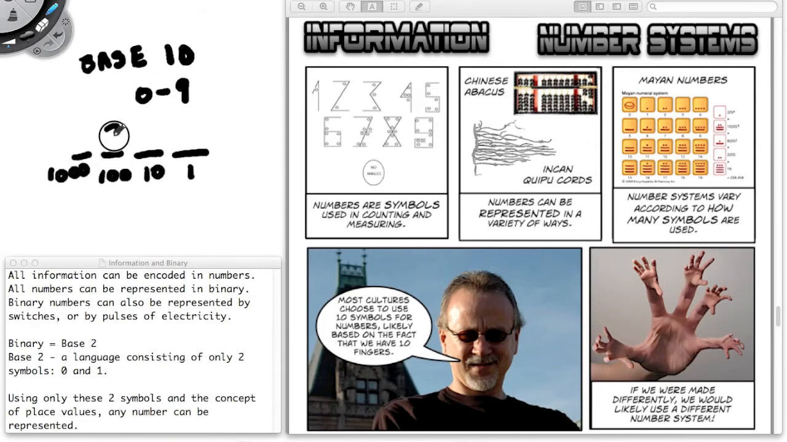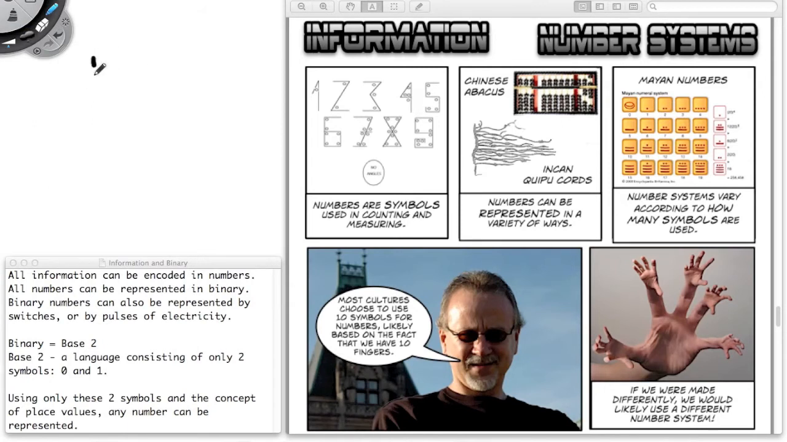So if we have a number like 365, it's understood that this number means 3 times 100, 6 times 10, and 5 times 1. So in decimal, 365. We've used that for so long that it just seems like the only way to do things, but it's really not. Binary is actually base 2.